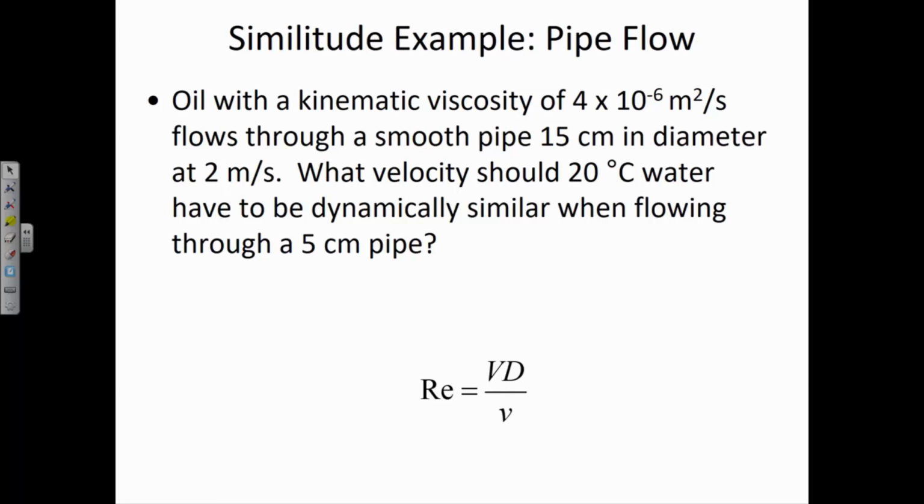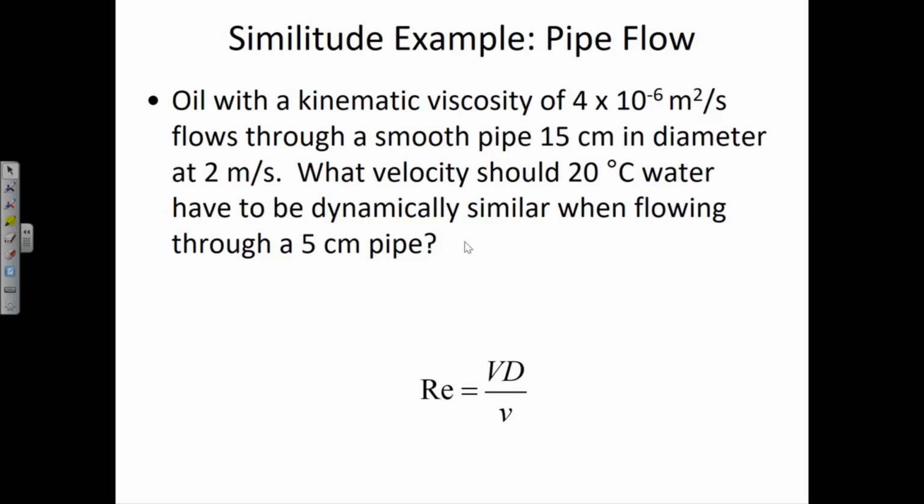But to understand how it's going to behave out in the real world, we want to simulate that by using water flowing through a smaller pipe, water at 20 degrees Celsius. And the kinematic viscosity for water at 20 degrees Celsius, let me write that on the board, is 1 times 10 to the minus 6 meters squared per second.